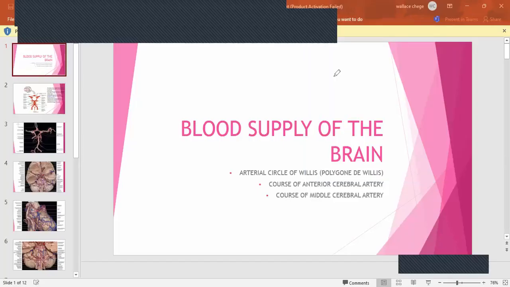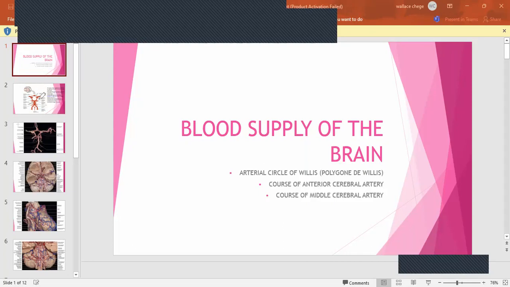So welcome again. Today we are going to look at the blood supply of the brain. We will look at the arterial circle of Willis, or what the French call it, polygon de Willis. We will also look at the course of the anterior and the middle cerebral arteries. These are the branches of the internal carotid artery.